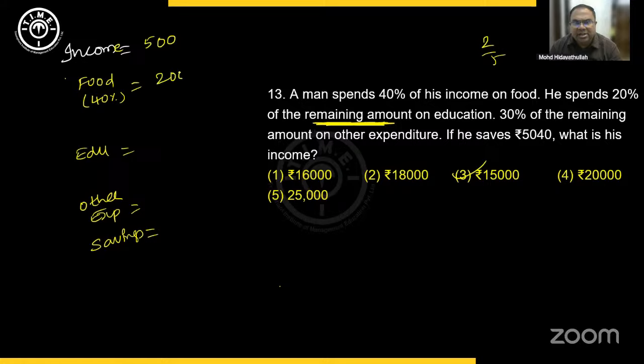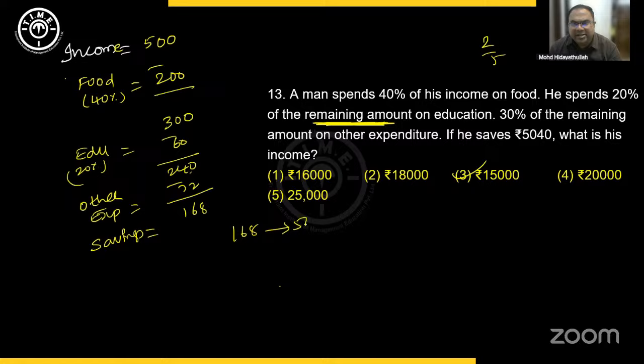40%, 200 is spending on food, so remaining is 300. Out of this 300, education is spending 20%, 60. So this has to be 240. Again on this 30%, 72. 168 is savings. 168 is 5040. So exactly, then what is his income? 100 is how much? You can do like this.